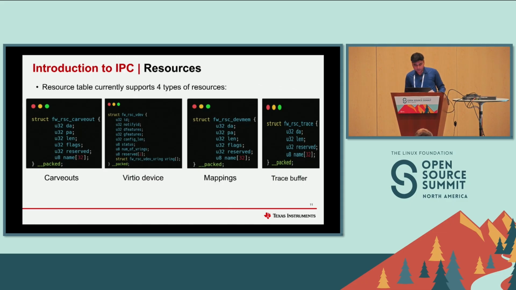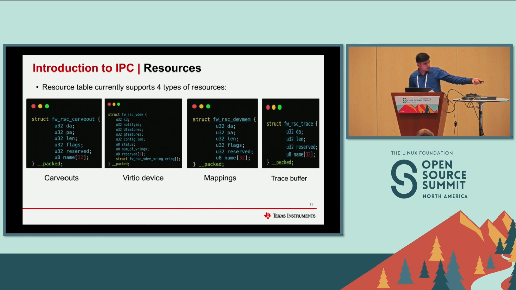So if your firmware is behind an MMU or something like that, and you want to map some sections of memory, some sections of device address to physical address, you can do that here. You can mention what are the sections that you want to map, and Linux will do that for you.